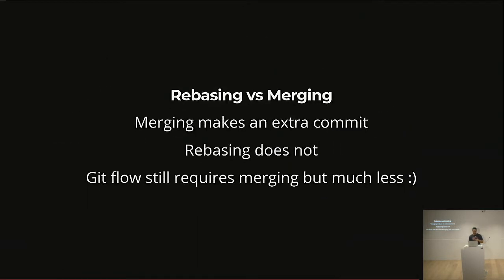All right, so rebasing versus merging. A merge creates an extra commit, which allows two separate branches to be combined at that point, whereas rebasing places the changes in one branch on top of the other, allowing for a nice linear Git commit history, which reads like a book. Git flow still requires merging, but only to the master branches.